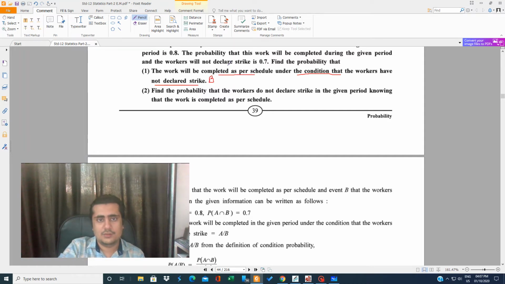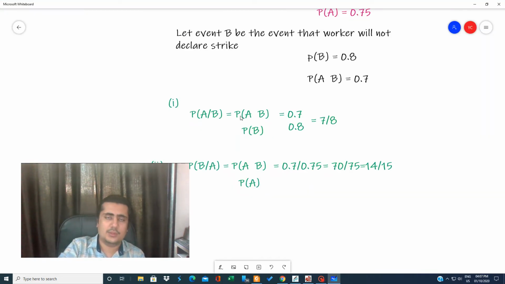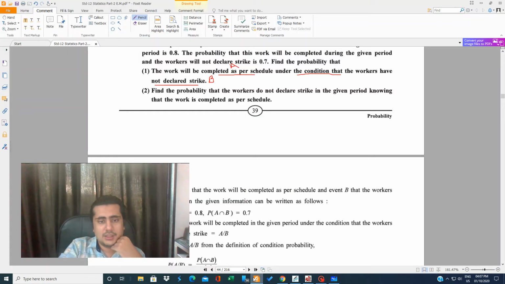Before this keyword, work will be completed as per schedule. So this is A. So what this actually is, it is A upon B. As I told you, after the condition that, whatever event will be, that will be in the denominator. That is A upon B. Similarly, in the second question, the keyword is knowing that. After the knowing that, what it is, work is completed as per schedule. Now this is A, this is B. So it is B upon A.